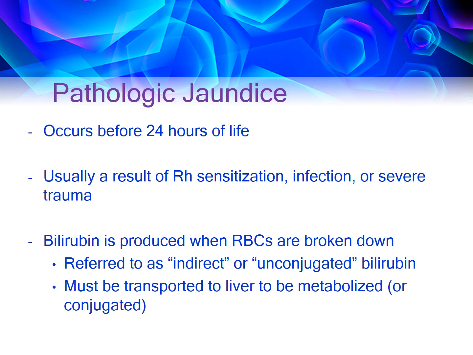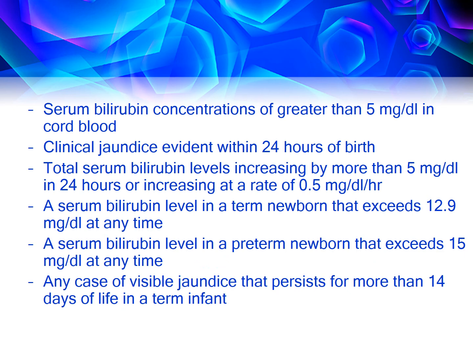So remember, bilirubin is produced when your red blood cells are broken down, and it's called indirect or unconjugated. It must be transported to the liver for metabolism, which also refers to your conjugation. Okay, so what makes it pathologic? This is basically some of the characteristics that tell you it's pathologic jaundice.